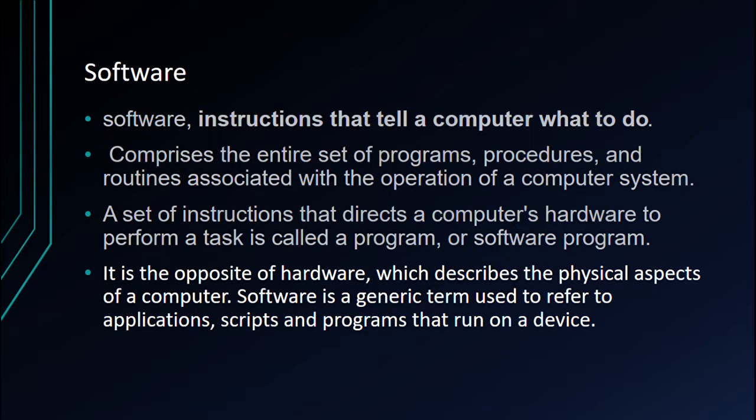So first thing is, what is software? Software is an instruction that tells a computer what to do. It comprises the entire set of programs, procedures, and routines associated with the operation of a computer system. A set of instructions that directs computer hardware to perform a task is called a program or a software program. It is the opposite of hardware, which describes the physical aspects of a computer. Software is a generic term used to refer to applications, scripts, and programs that run on the device.